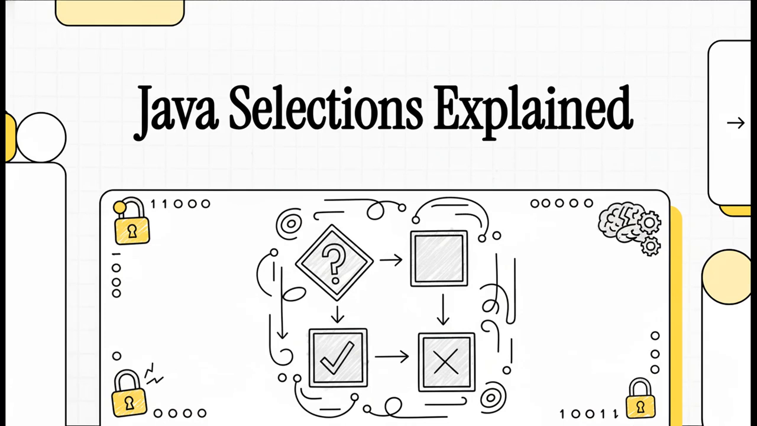All right, let's talk about one of the most important things in programming, making decisions. Today, we're cracking the code on Java selections. You know, the if, else, and switch statements that are pretty much guaranteed to pop up on your next exam. By the time we're done here, you're going to understand exactly how to make your code smart enough to handle just about anything. So, let's get right into it.